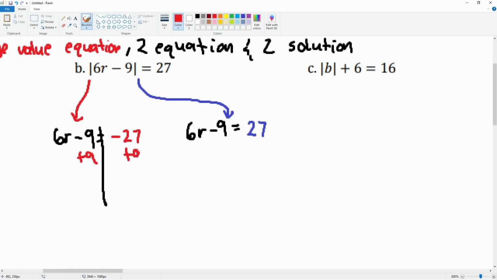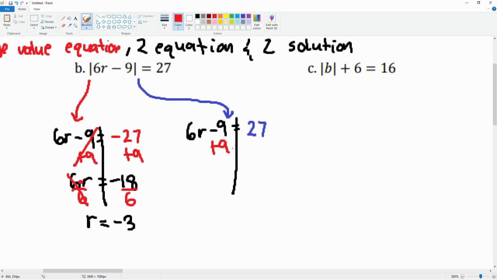+9 to both sides. -9 plus 9 will cancel on the left, leaving me with 6r is equal to -27 plus 9, which becomes -18. Then we're going to divide by 6 on both sides because you see how it's attached via multiplication. Divide by 6 on both sides. 6 over 6 cancels, leaving me with r is equal to -3.